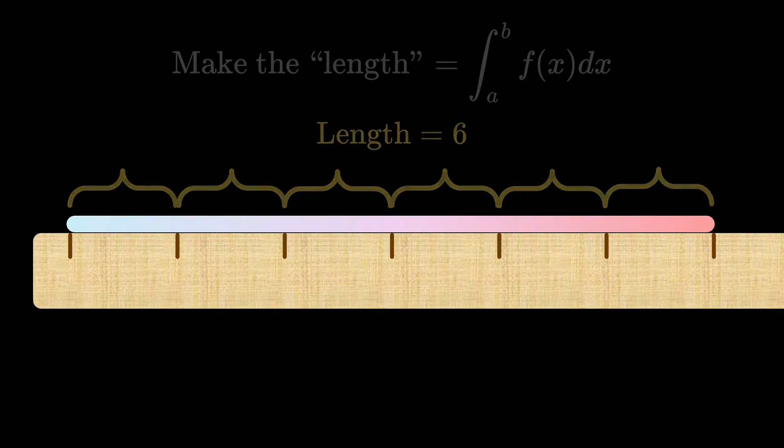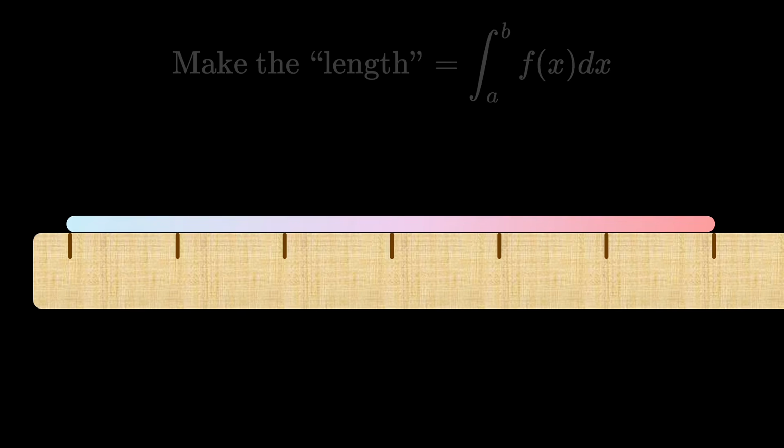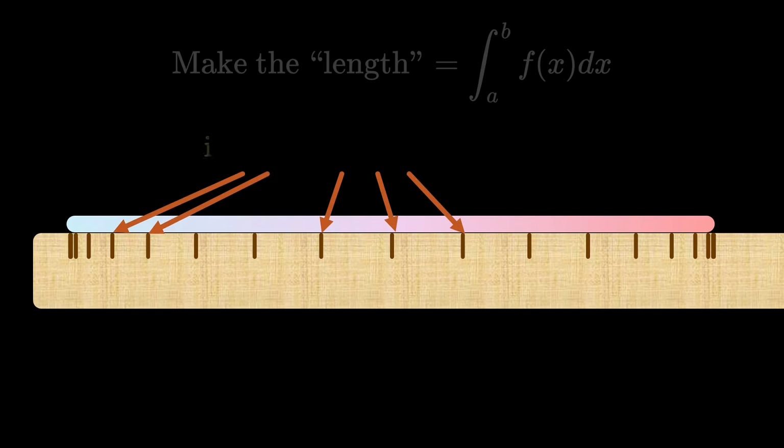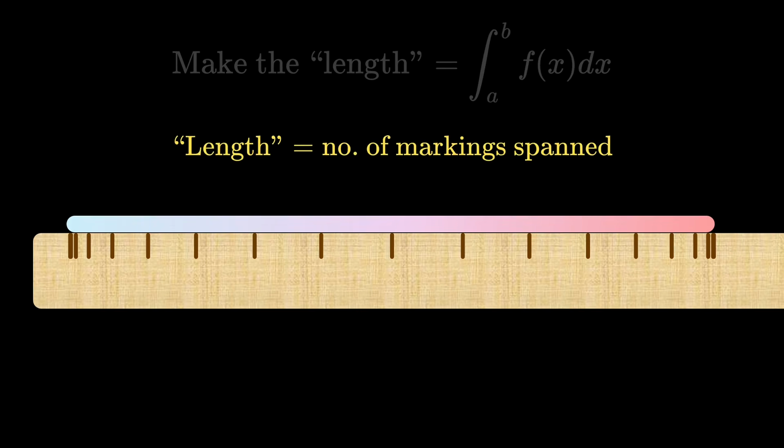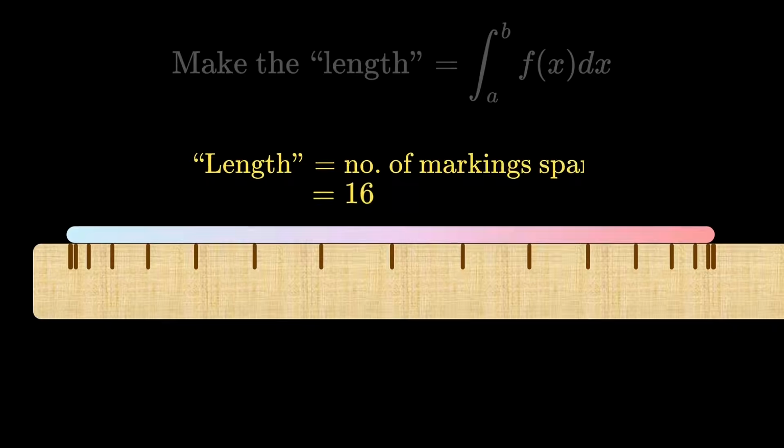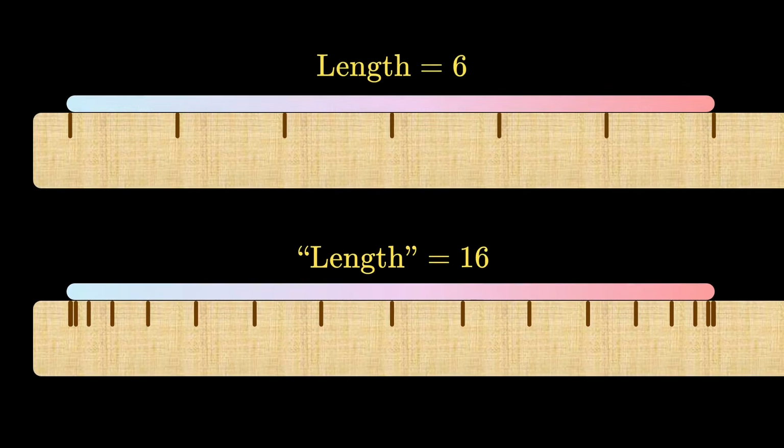But now let's change this ruler up a bit. Stretch and squish the spaces between the tick marks so that they appear at irregular intervals. If we still define quote-unquote length as how many markings this object spans, then the length is now measured to be 16. By changing the tick marks on the ruler, we can make this length whatever we like.